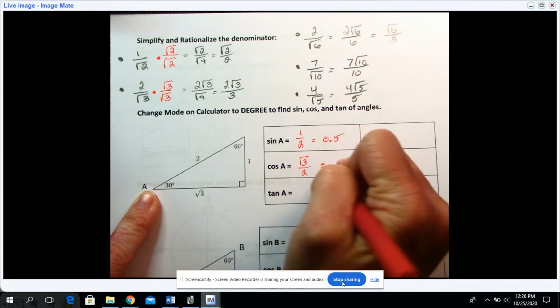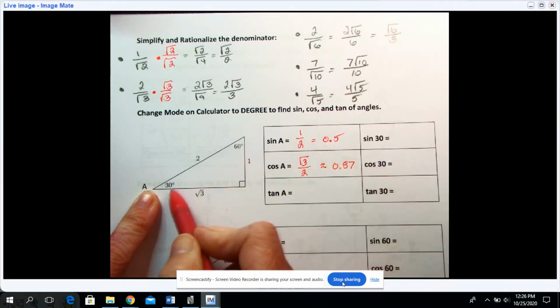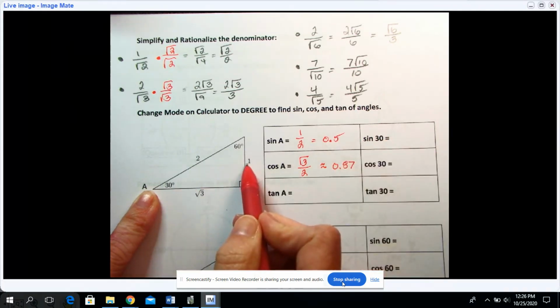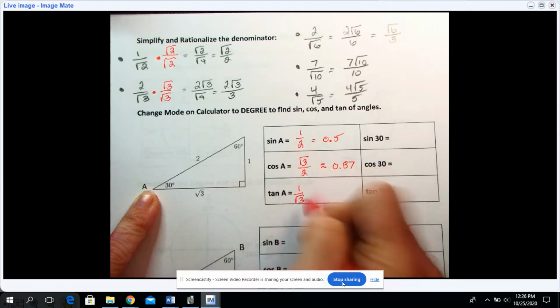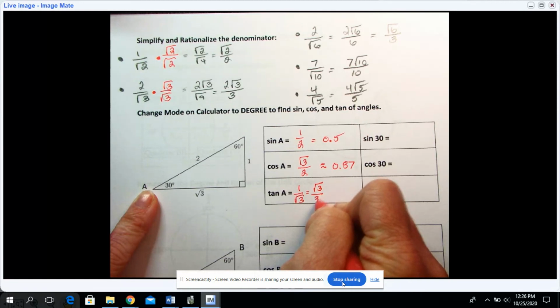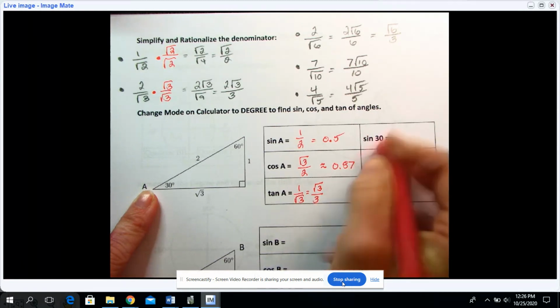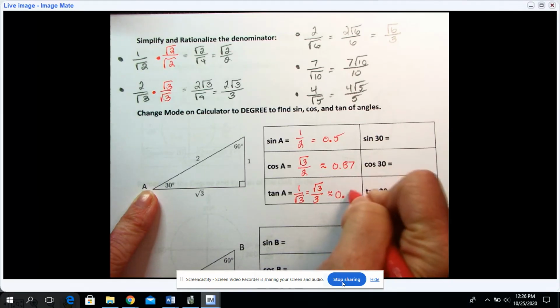Square root of 3 divided by 2 in your calculator is approximately 0.87. And then the tangent of A would be opposite over adjacent, which is 1 over the square root of 3. See that? We'd have to rationalize the denominator, multiply the top by square root of 3, and then rewrite the denominator without the radical. So it's just the square root of 3 over 3. If I put that in my calculator, it's approximately 0.58.